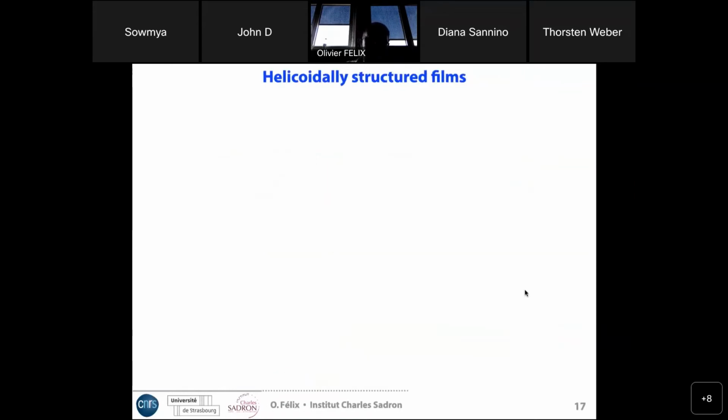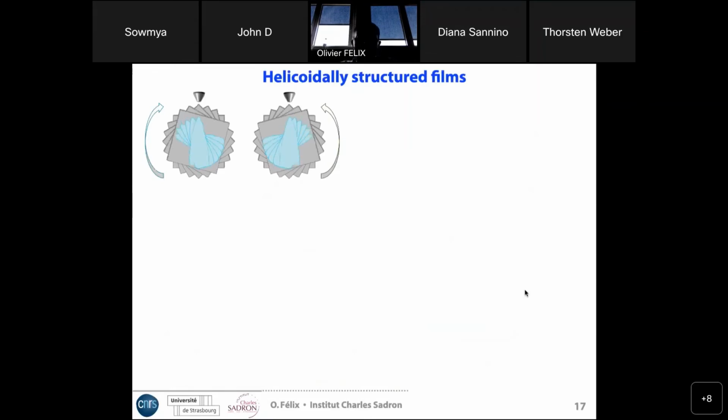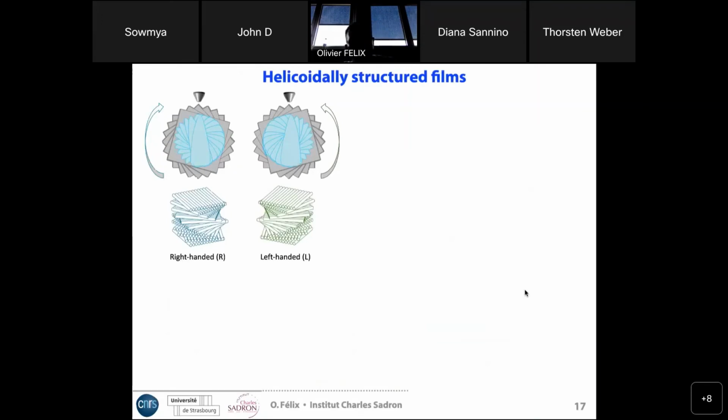Now you can try to make the helical structure simply by rotating the substrate by a certain angle. And this will allow you to also control the pitch and the handedness. It can be right-handed or it can be left-handed. And you can also vary the number of layers that you spray in one direction.